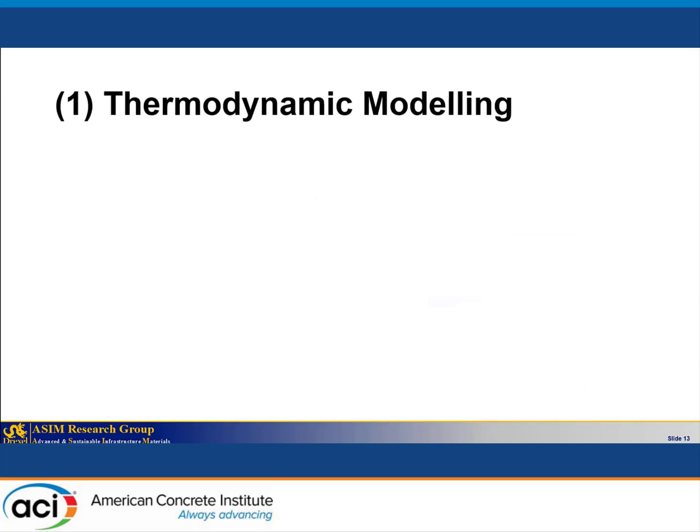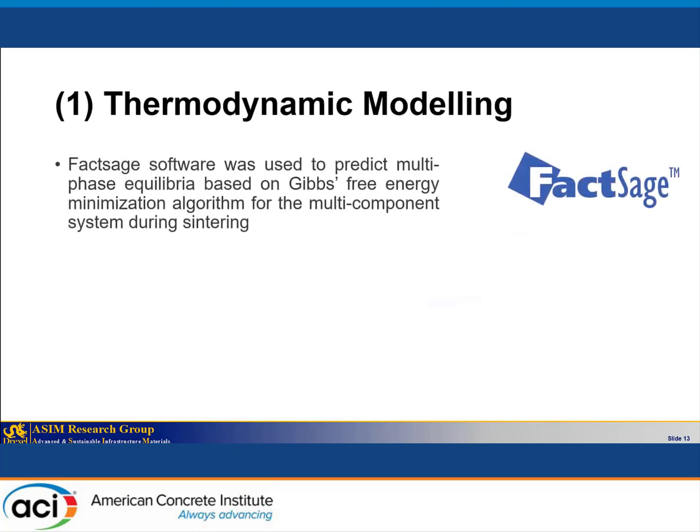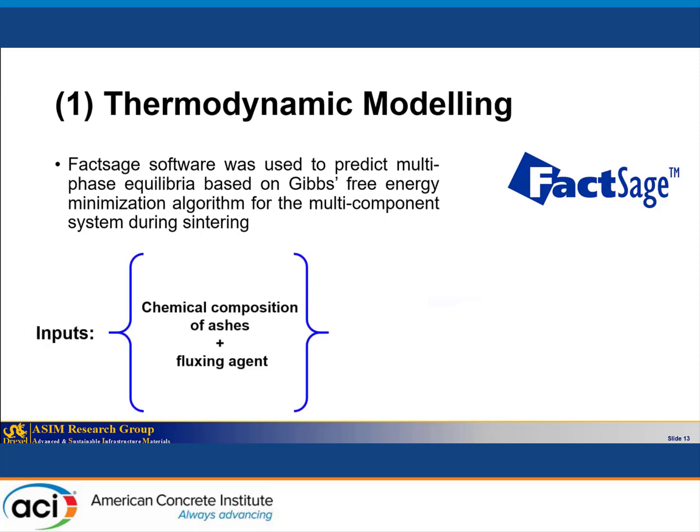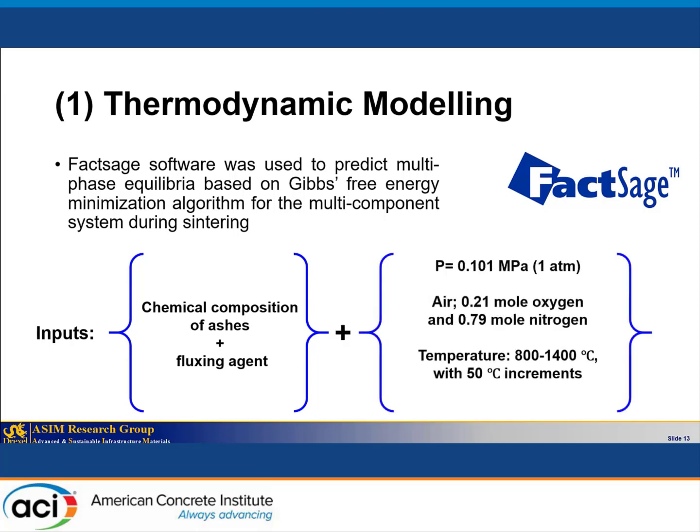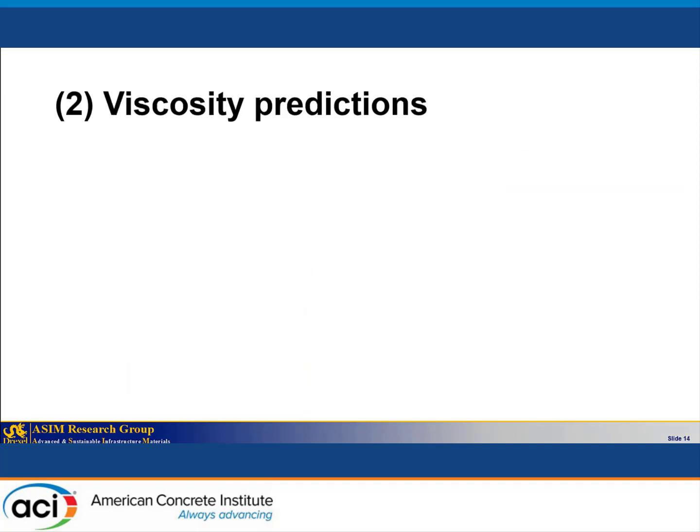So as I said, for thermodynamic modeling, we're going to use FactSage software, which is based on a Gibbs free energy minimization algorithm. For that, we're going to use the chemical composition of the ash plus fluxing agent as the inputs of the model. And we're going to run the model under normal conditions. The temperature range we were interested in was 800 to 1400 Celsius, to look at the most stable phases in that range during sintering.